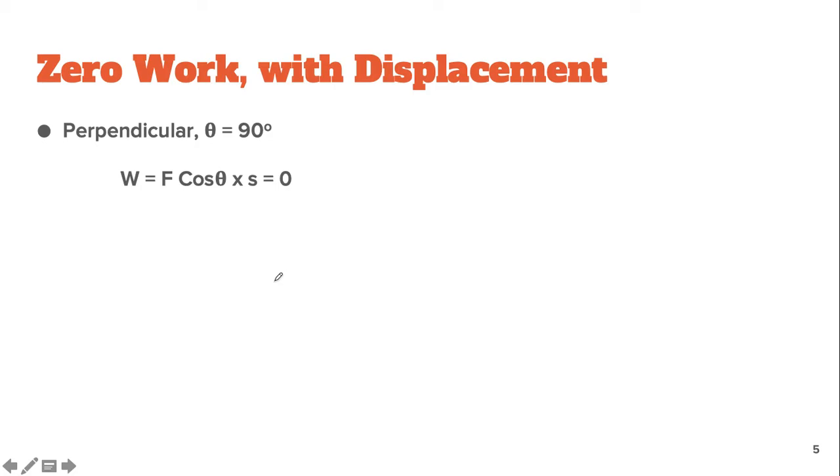Yep, what if the force and the displacement are perpendicular to each other? Perpendicular means the angle between them is 90 degree. We know that cos 90 degree equals 0. That means our work done is 0, because anything multiplied by 0 becomes 0.